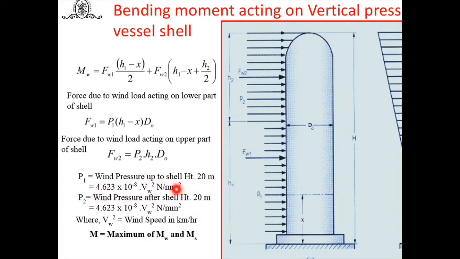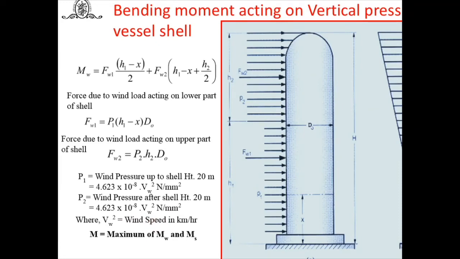Again here the value of P1 and P2, that is wind pressure in standard value, is given up to the sail height, that is 20 meter, as 4.623 into 10 raised to minus 8 into VW square, or after sail height 20 meter, as the height increases, the P2 value is 4.63 into 10 raised to minus 8 VW square, and VW is the wind speed in kilometer.